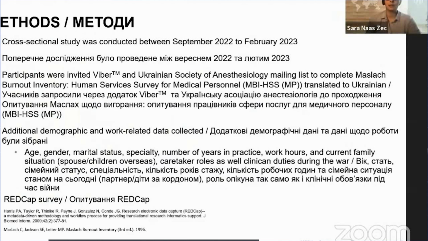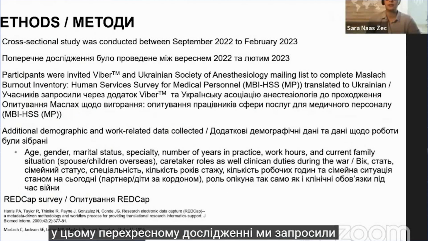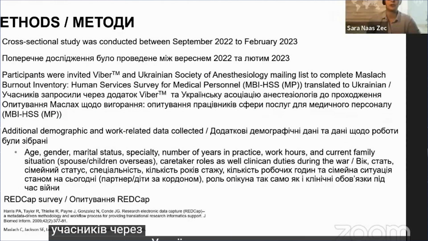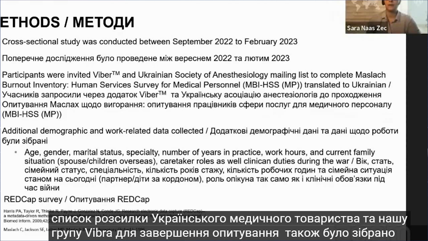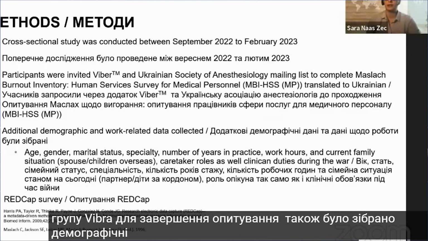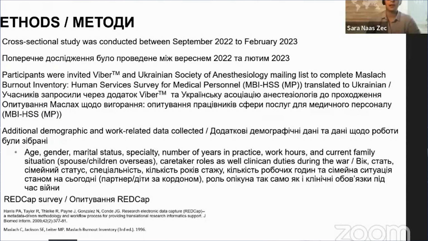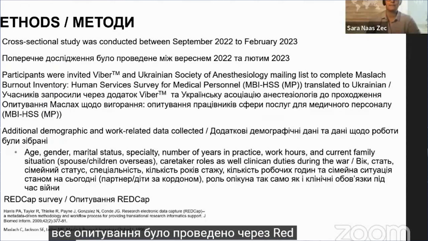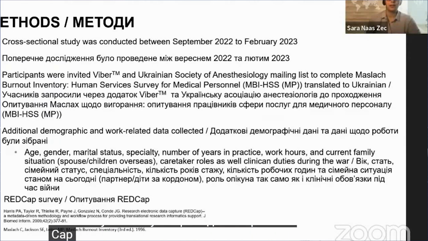In this cross-sectional study, we invited participants via the Ukrainian Medical Society's mailing list and our Viber group to complete the survey. Demographic and work-related data and known risk factors were also collected. Our survey was delivered via REDCap. Next slide, please.